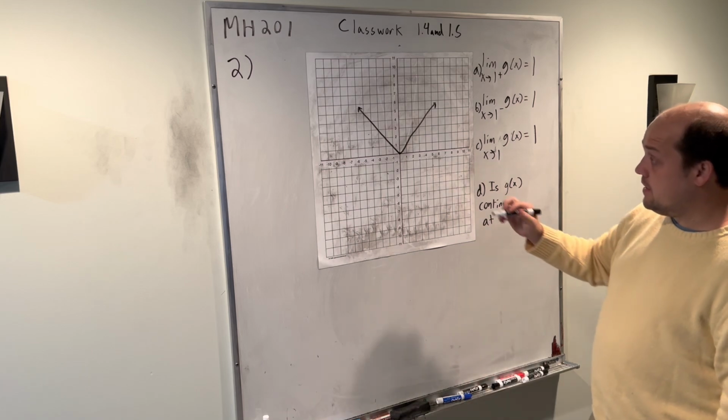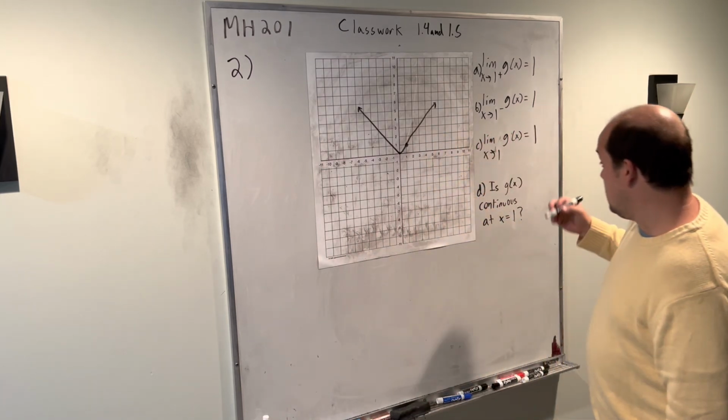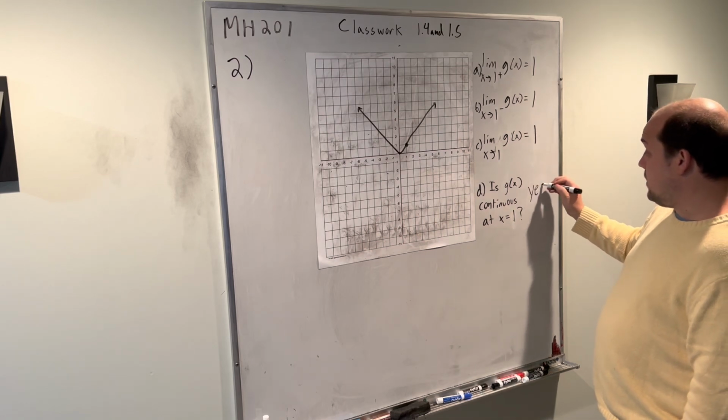Is g of x continuous at 1? Yes, it is. This is the value at 1. So again, the answer is yes here.